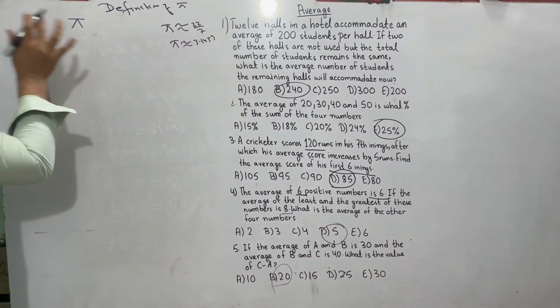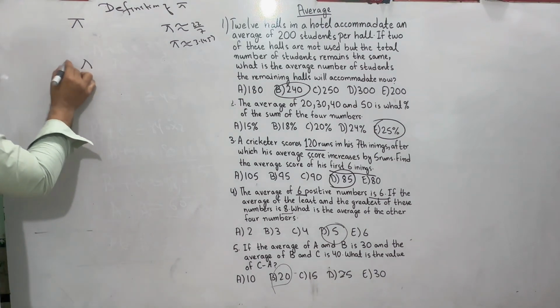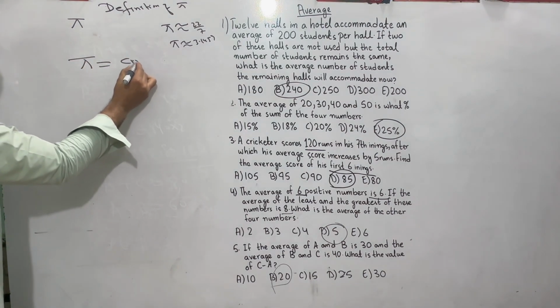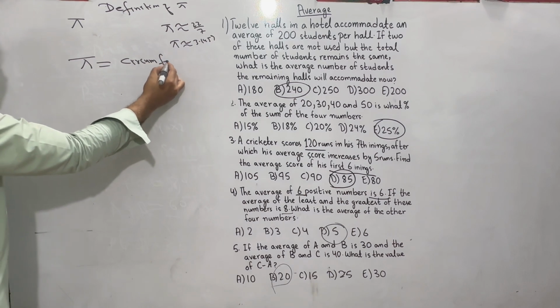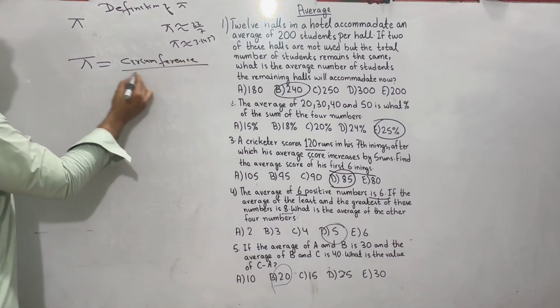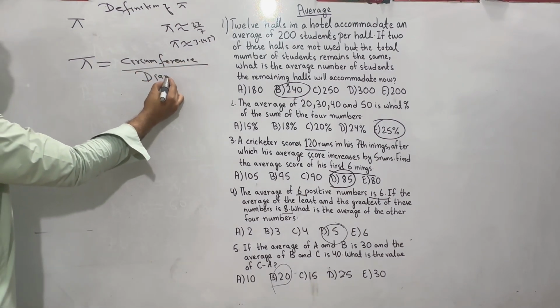Here we have been asked the definition of pi. The definition of pi is the circumference of a circle divided by its diameter.